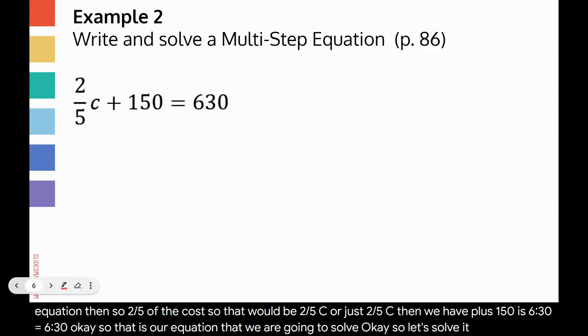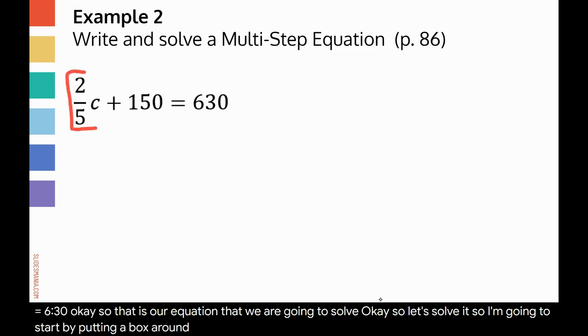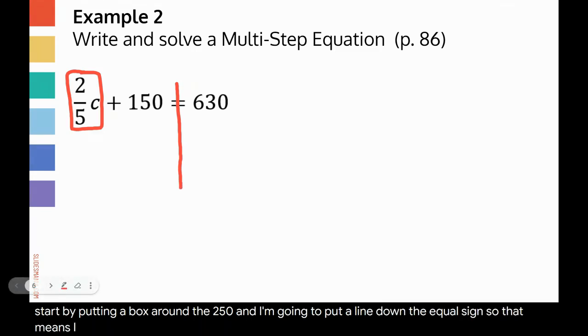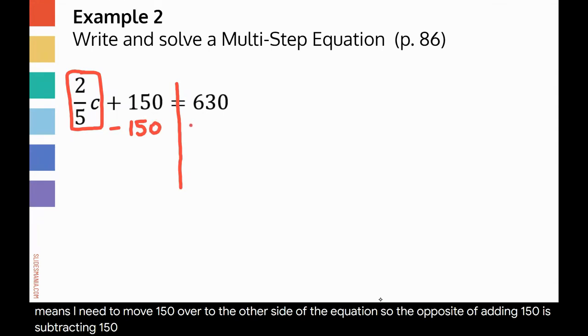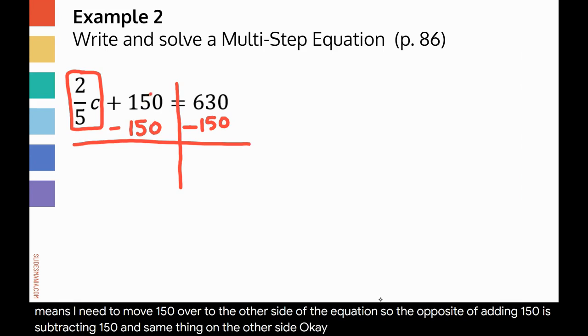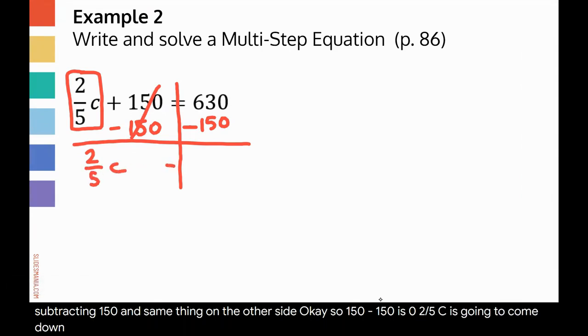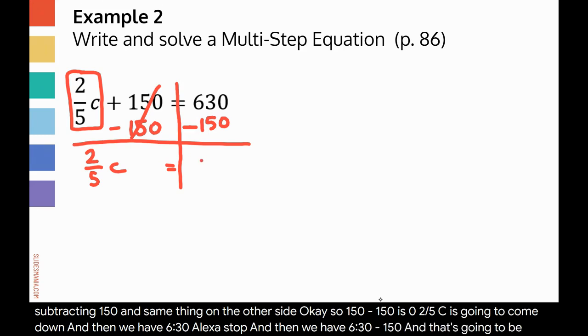Okay, so let's solve it. So I'm going to start by putting a box around the 2/5 C, and I'm going to put a line down the equal sign. So that means I need to move 150 over to the other side of the equation. So the opposite of adding 150 is subtracting 150, and same thing on the other side. Okay, so 150 minus 150 is 0. 2/5 C is going to come down. And then we have 630 minus 150, and that's going to be 480.